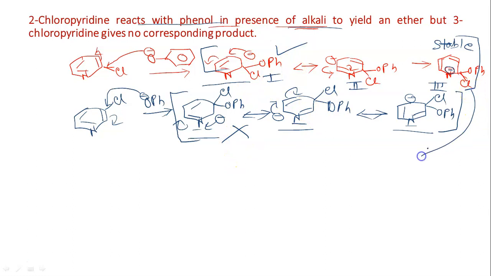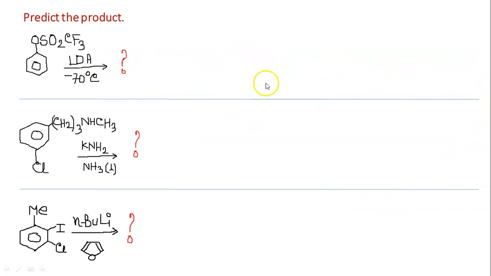So finally the product that we will get after the removal of Cl, this is our final product. So this is ether, right, to yield an ether. Okay, so I hope this is clear. Next we have to predict the products.